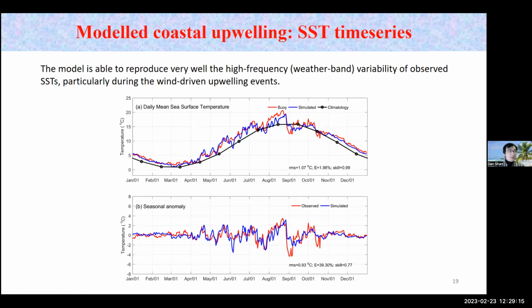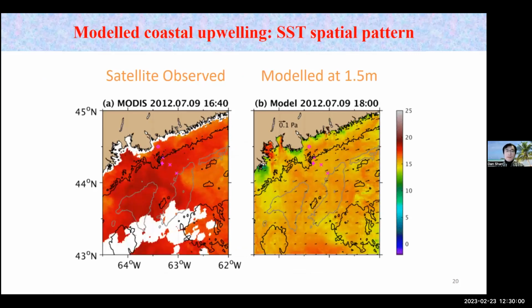So next, let's take a look at the model performance in capturing the coastal upwelling. First, we look at the SST time series. The red is the observation we have looked at before, captured by the marine buoy, and the blue shows the model simulated temperature. As we can see, the model is able to capture the seasonal cycle of the SST. The model is also able to capture the upwelling events in July, and also the upwelling event toward the end of August. So that is the time series comparison.